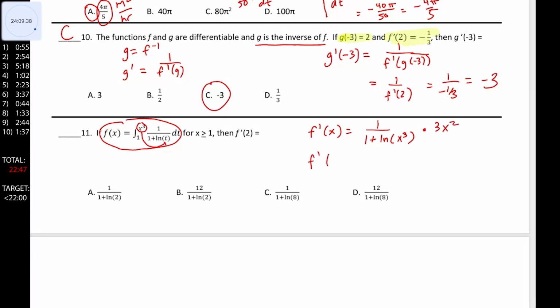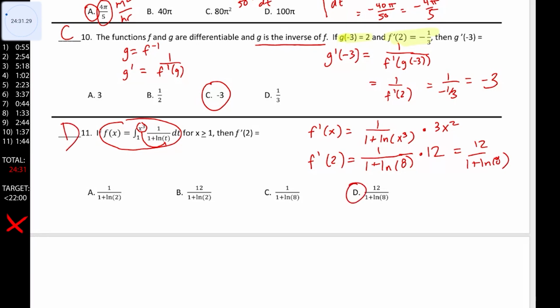So if I want to find f prime at 2, I'm just going to plug in 2 everywhere I see it. 2 cubed is 8. Then over here I have 3 times 4, which is 12. 2 squared is 4. So 3 times 4 is 12. And so I get 12 over 1 plus natural log of 8. Okay, so your answer is D, and that is it for these 11 questions.